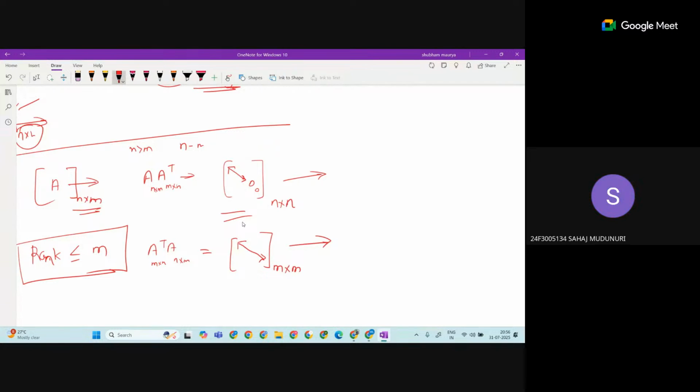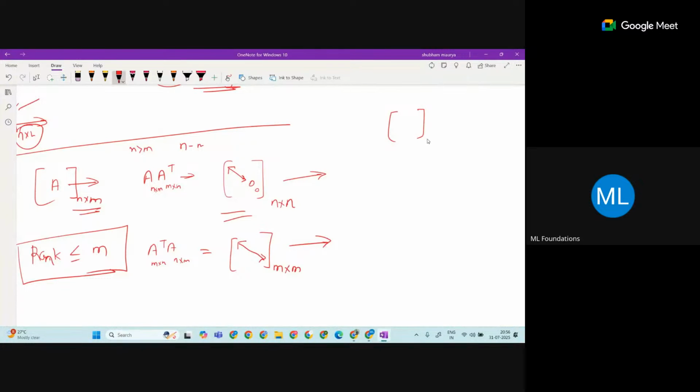So, sir, all the non-zero ones will be the same, and the eigenvalues that are left for the n cross n matrix will all be zero. Always zero. The reason is that there is a theorem related to that.